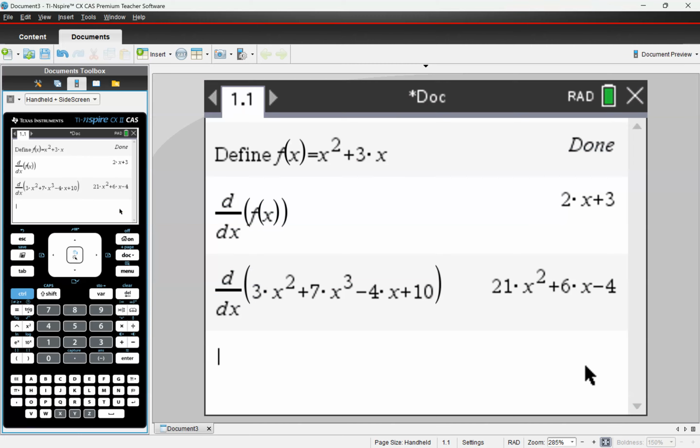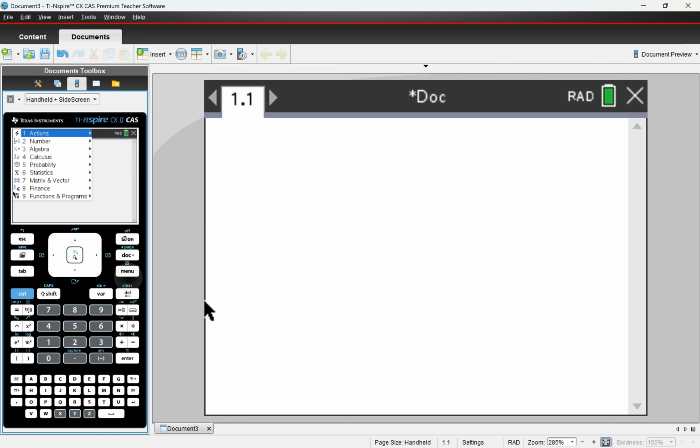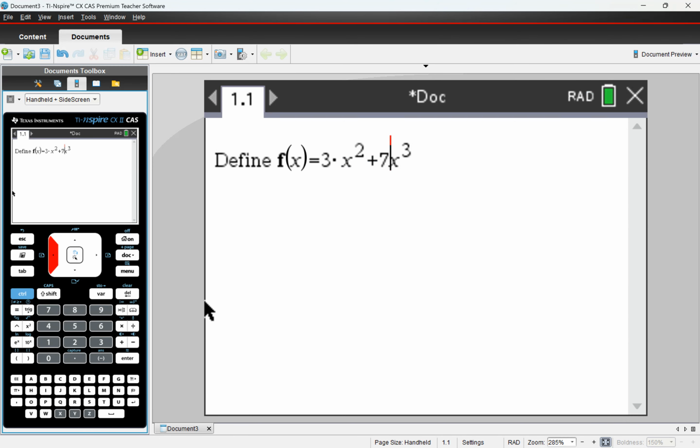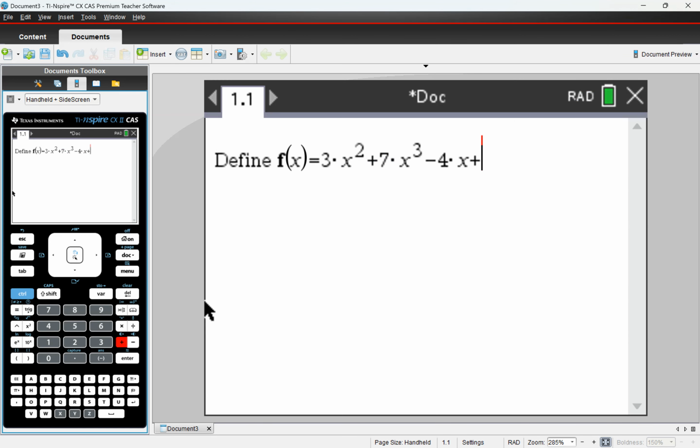Here we go. On your CAS, you already found the derivative. I'm going to prove to you the gradient is actually 23. So here we go. I'm going to go menu, 1, 1, define f of x. It was 3x squared plus 7x cubed minus 4 times x plus 10.